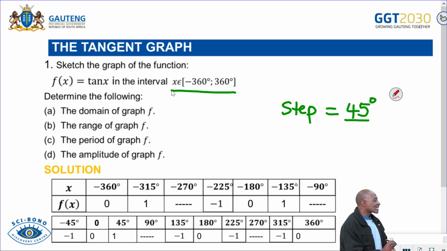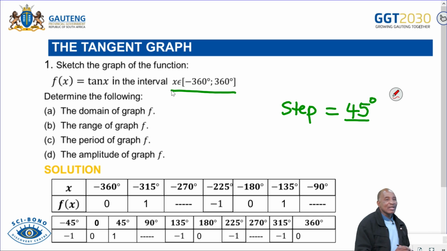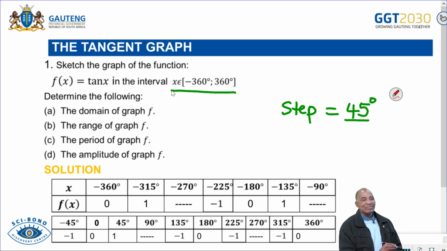At negative 360 is 0. At negative 315 degrees is a 1. At negative 270 degrees, there is no number. Some calculators will put some broken lines. Other calculators will say error. What does that mean? It means we can't define, because we want an output value here when the angle is negative 270 degrees. And apparently, there is no such a value that exists at that time.